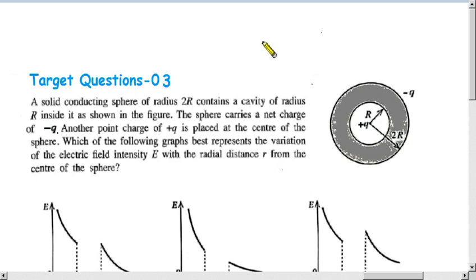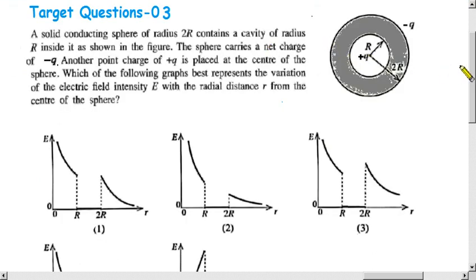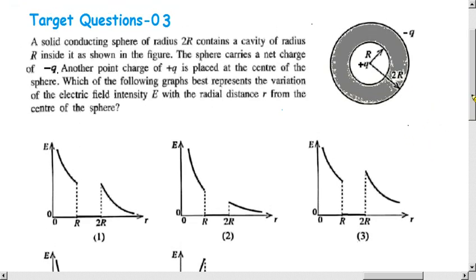Children, here is our third target question. You have to read it and try this alone without watching my video. A solid conducting sphere of radius 2r contains a cavity of radius r inside it as shown in the figure. The sphere carries a net charge of minus q. Another point charge of positive q is placed at the center of the sphere. Which of the following graphs best represents the variation of the electric field intensity E with the radial distance r from the center of the sphere? Now pause the video and begin.